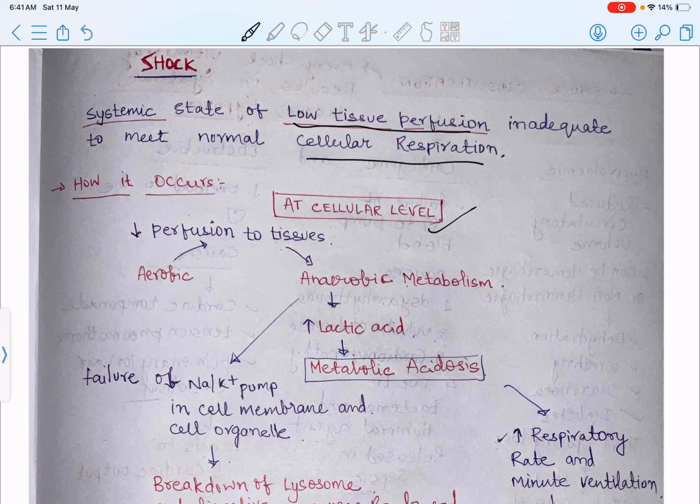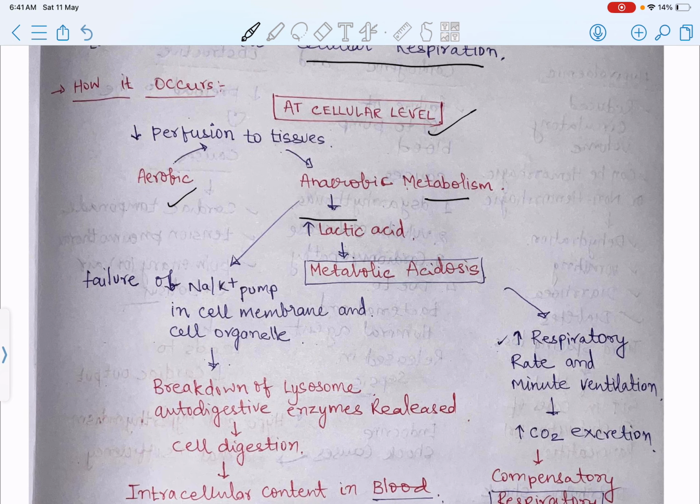At the cellular level, there is decreased perfusion to the tissues, which shifts the metabolism from aerobic to anaerobic metabolism. This anaerobic metabolism leads to the accumulation of lactic acid in the blood, which leads to metabolic acidosis. Now, because of anaerobic metabolism, there is decreased amount of ATP.